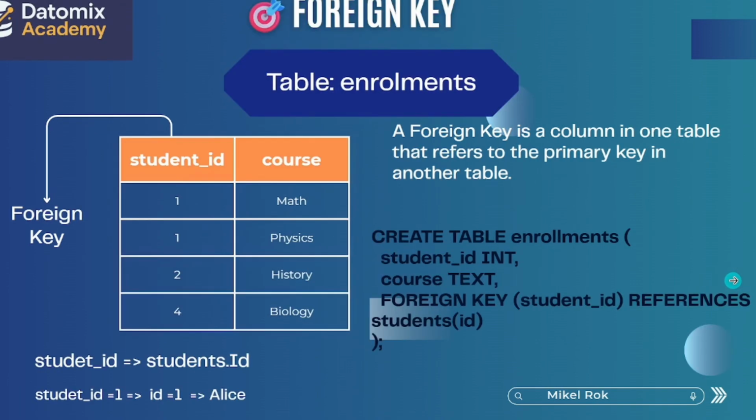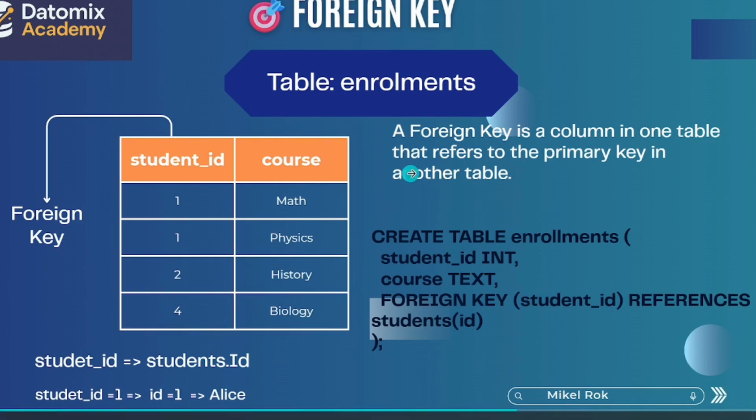Now, let's talk about the foreign key. A foreign key is a column in one table that refers to the primary key in another table. Let's say we have another table that shows what course each student is taking. That's our enrollments table. Now, look closely. We do not store names here. We are only storing the student ID. That's because student ID is a foreign key. It's pointing to ID in the students table. So when SQL sees student ID equals 1, it knows that's Alice. Go look her up in the students table and find Alice.